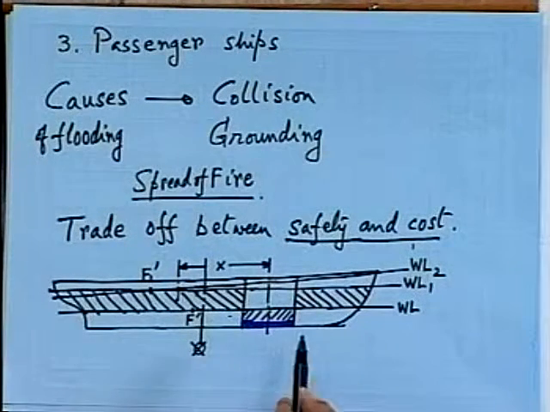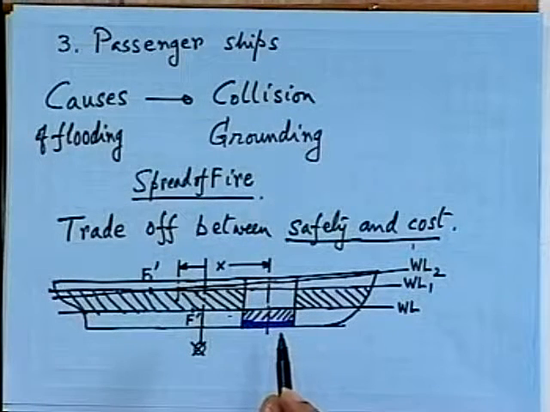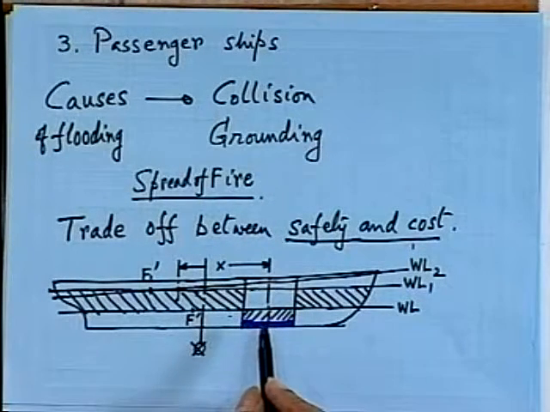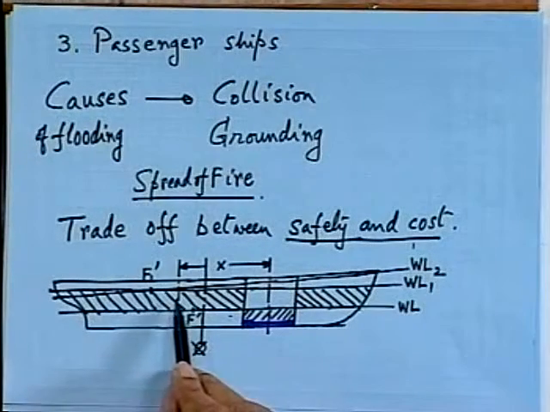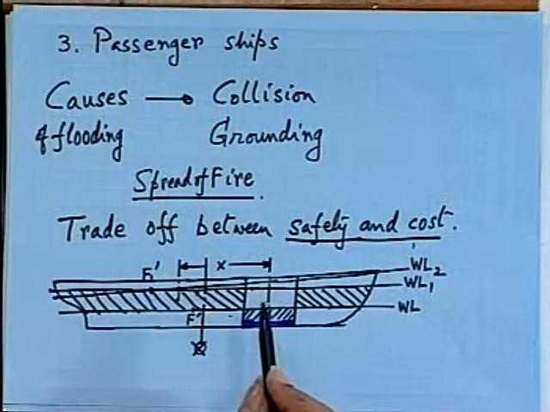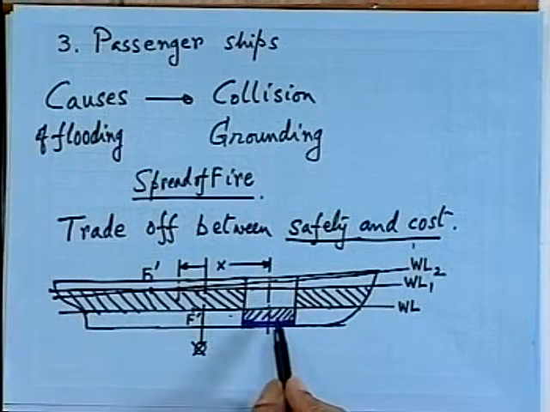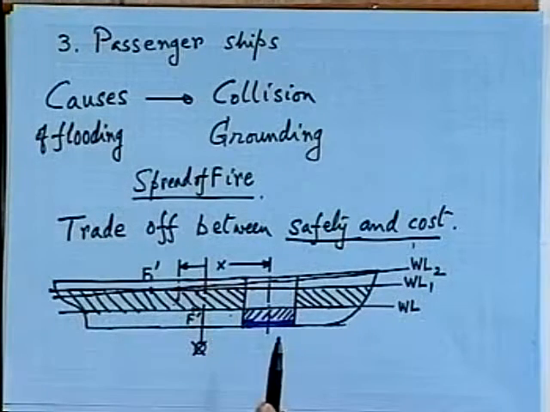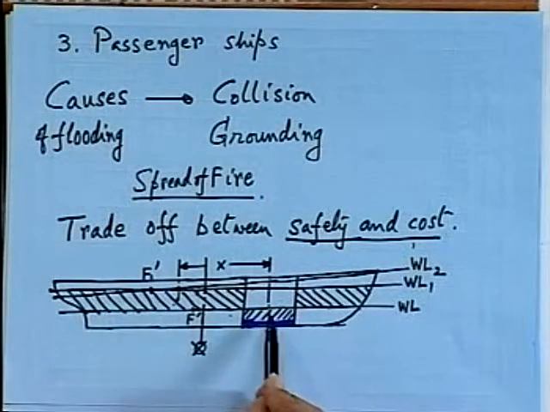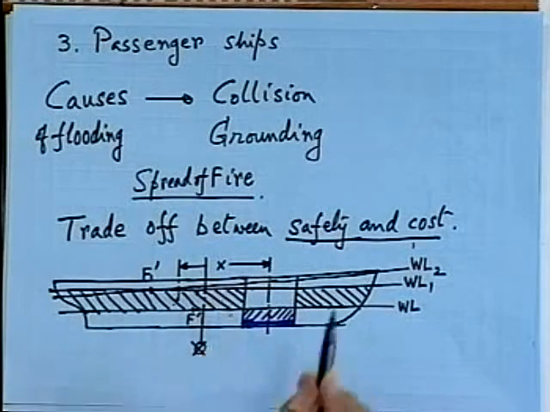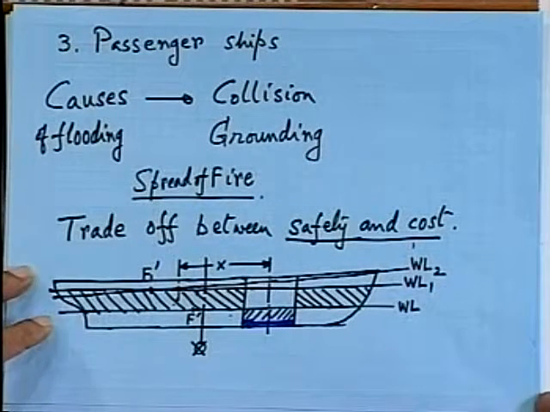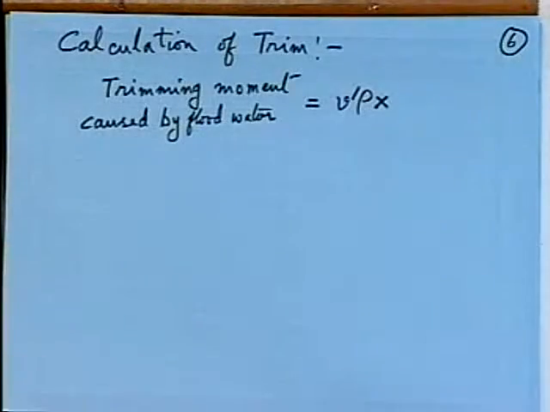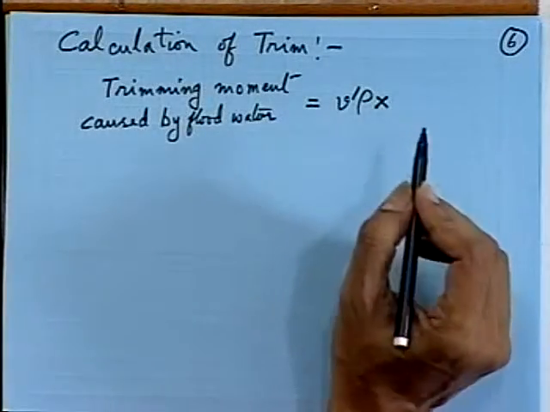So you always calculate the transfer of moment. Here the moment has been transferred from the center of the lost buoyancy volume to the center of the gained buoyancy. The distance between these two centers is given by x. So that is your moment lever. This is the moment causing trim, that is V prime rho into x.